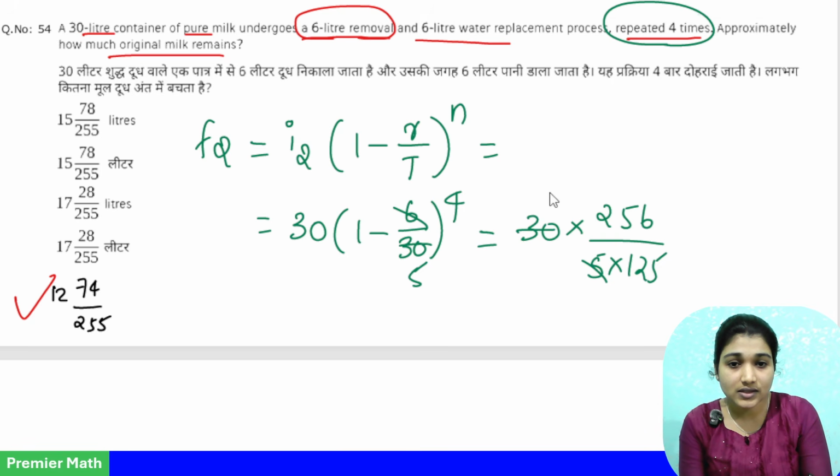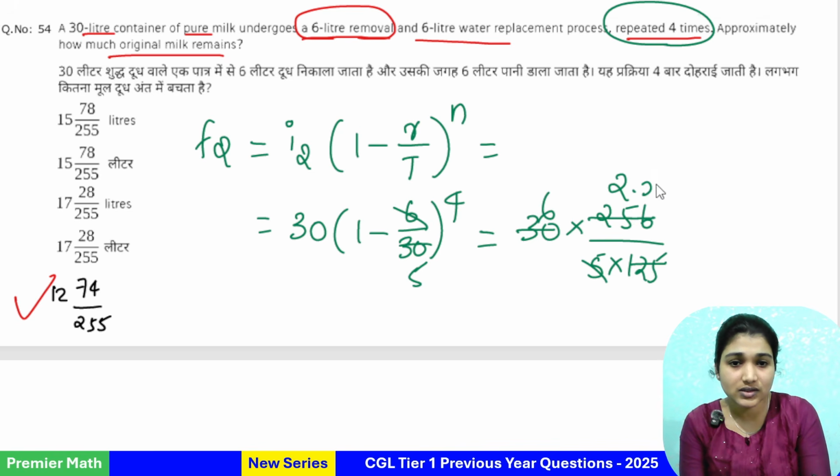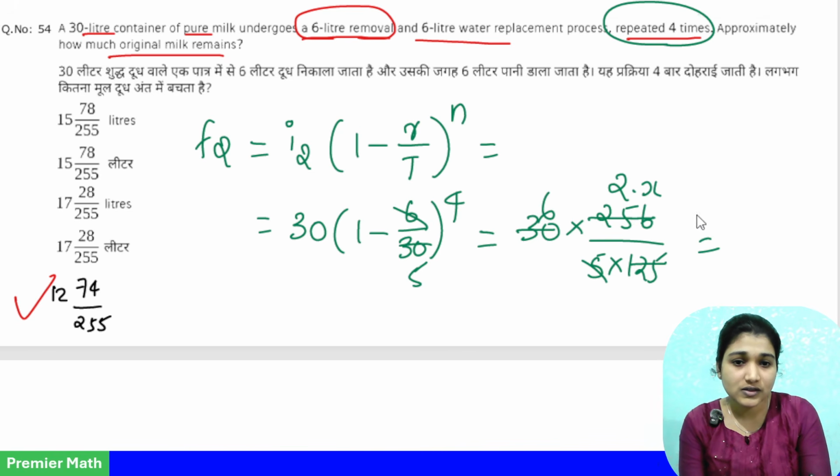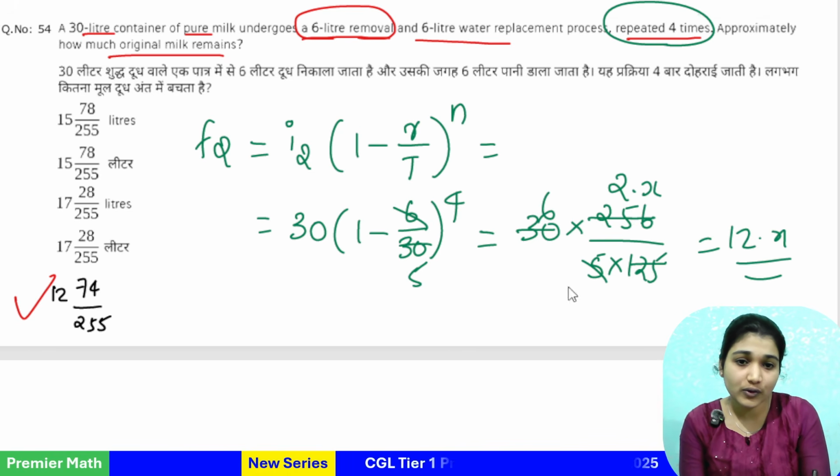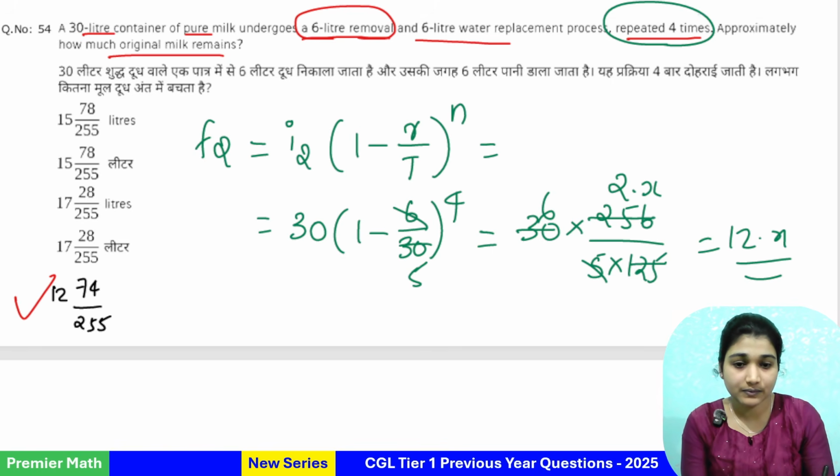Then 5 goes 6 times in 30 and 125 goes 2 times in 250. So this is around 2.6 times. 6 into 2 is 12. So this is around 12.x times. Option 4 is your answer.